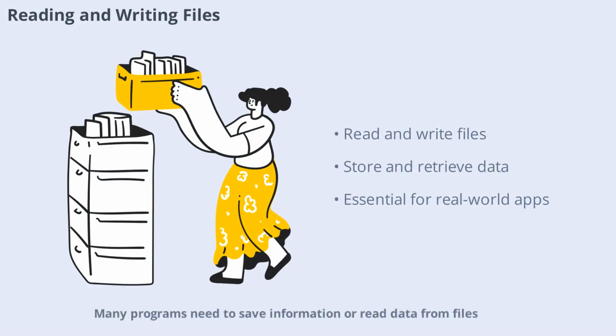Many programs need to save information or read data from files. Reading and writing files lets your program store data for later use or process information from outside sources. For example, you might save a user's progress in a game or read a list of names from a file. File operations are a key part of many real-world programs.